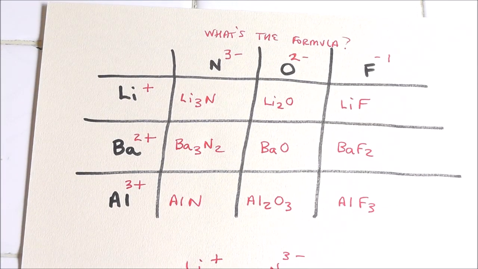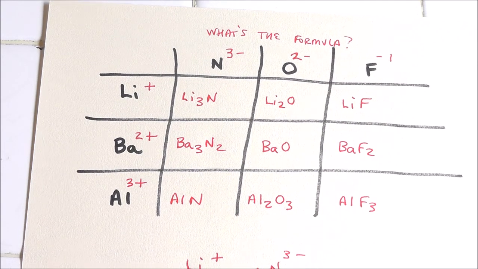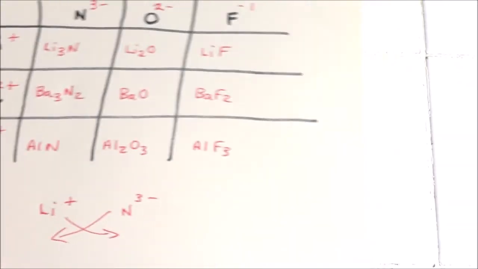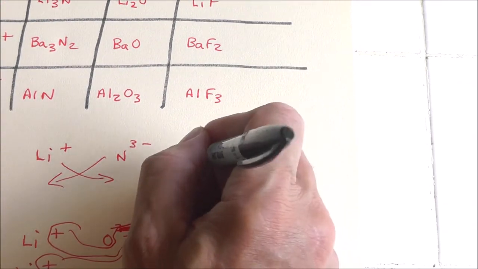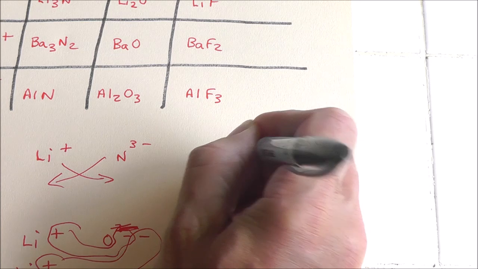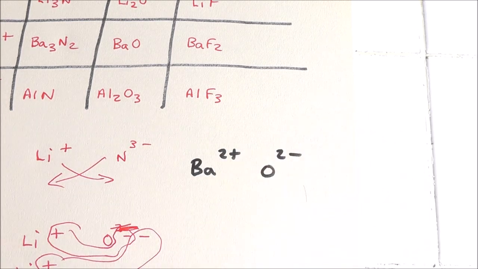And there it is. Those are your answers. And I don't know which style of figuring out the formulas you like. I want to talk about the flip the numbers thing. If you do like flip the numbers, let's go to barium and oxygen. So let's go over here. Barium 2 plus, oxygen 2 minus, right?